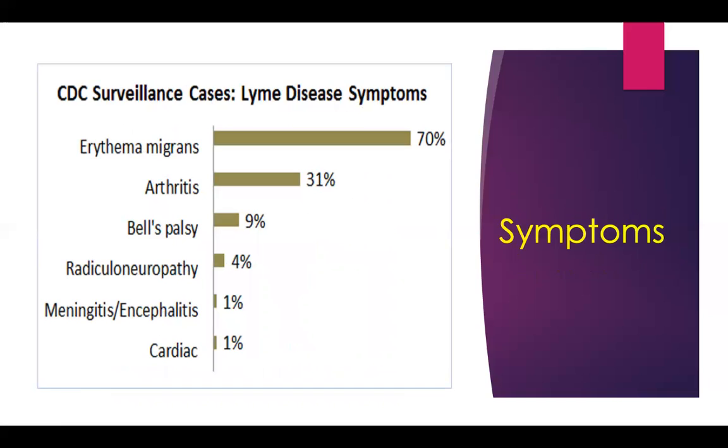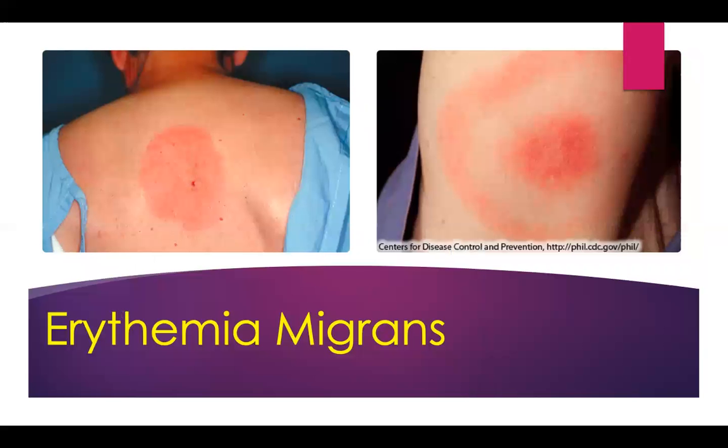When you look at these symptoms, more commonly you see the erythema migrans rash. I'll show you a picture of that so you can have a better idea. Arthritis and Bell's palsy, which is a neurological condition, we'll talk about later. Radicular neuropathy, meningitis, encephalitis, and cardiac involvement are much less common symptoms.